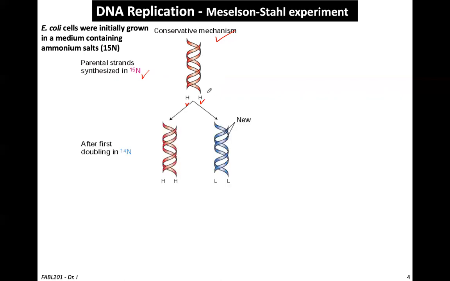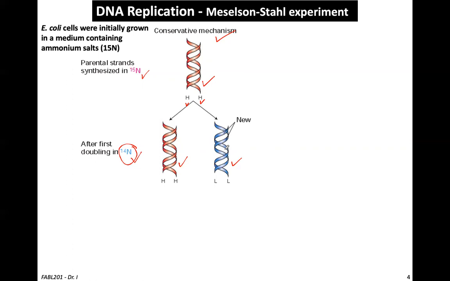In the second round of replication, if we assume we are moving by the conservative mechanism, they allow the bacteria to grow in a normal medium which has N14, the lighter nitrogen. So by the conservative mechanism, you will have a daughter bacteria with the same DNA as the parent, while a new bacteria is formed with a new DNA based on the medium of N14, so it will have two strands formed from the N14, or light nitrogen.